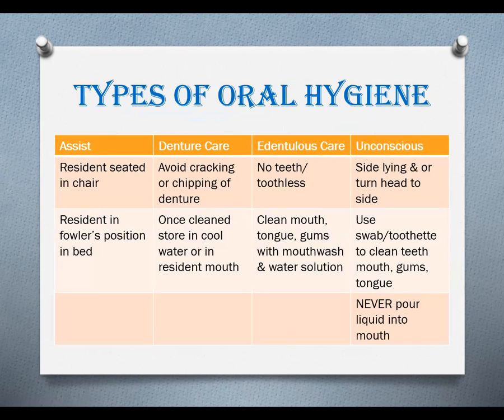Types of oral hygiene. There are those that you can assist because they are able to do part of it themselves. So you would want the resident sitting in a chair, maybe in front of their little bathroom sink, or if in bed, then ensure that they are sitting in a Fowler's position. That is way up, 90 degrees.